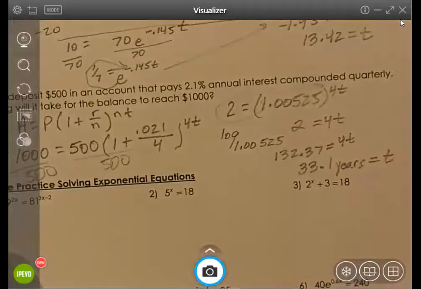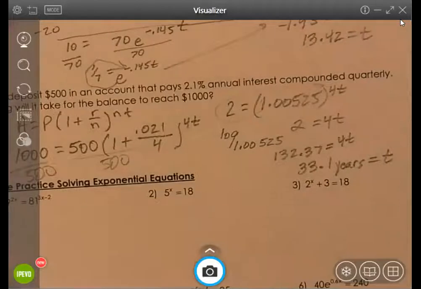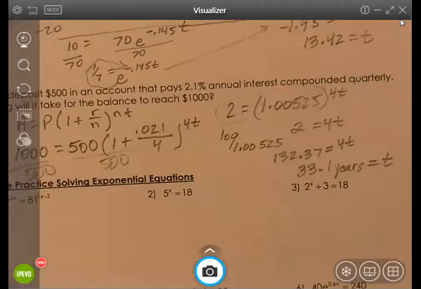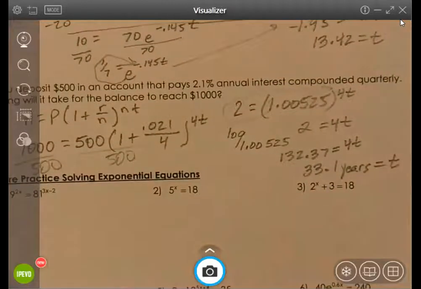Now that's not very exciting. 33 years to double that money. Typically, when you have money that you're putting into an account, you're putting money in regularly. And hopefully you get a better interest rate than 2.1% on your money. All right, all we have left are some examples to hit.